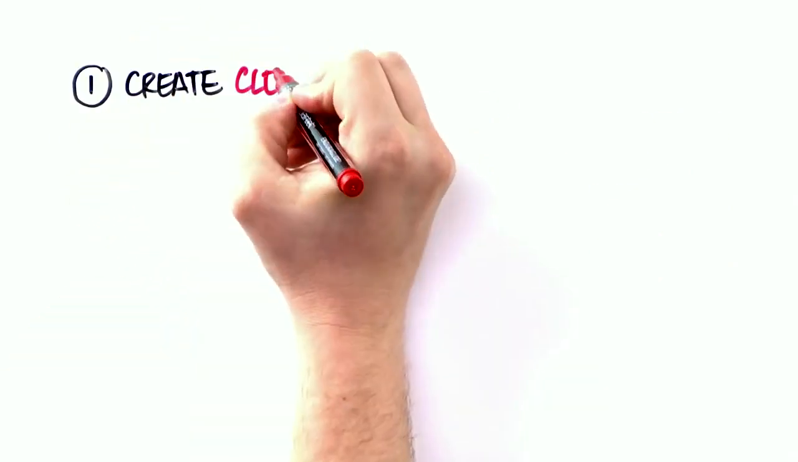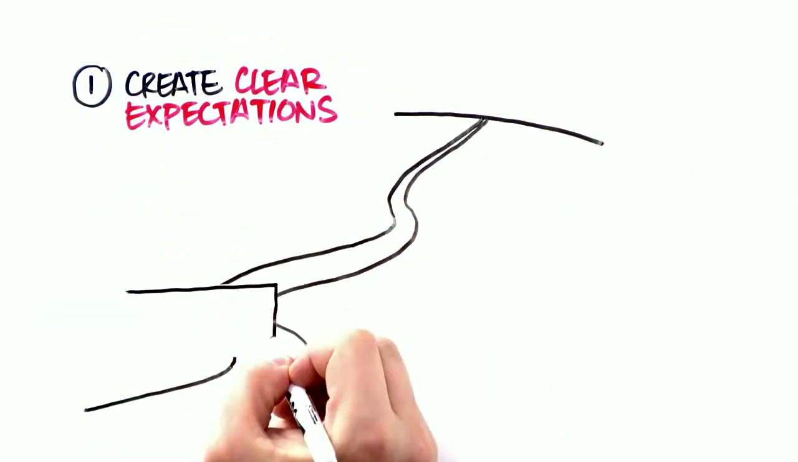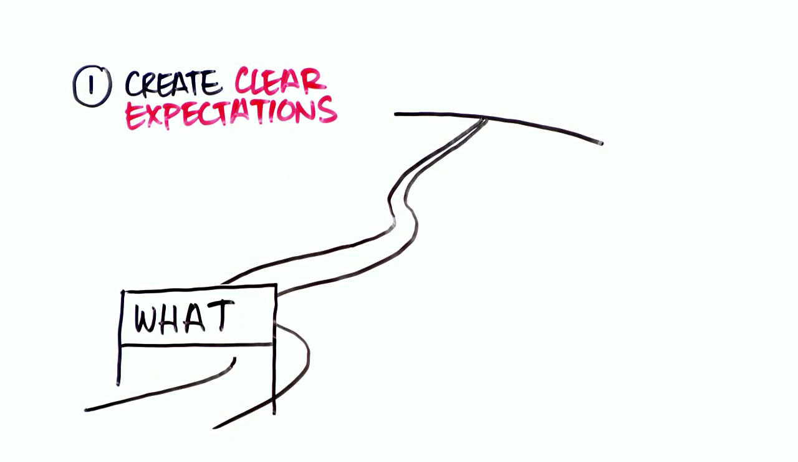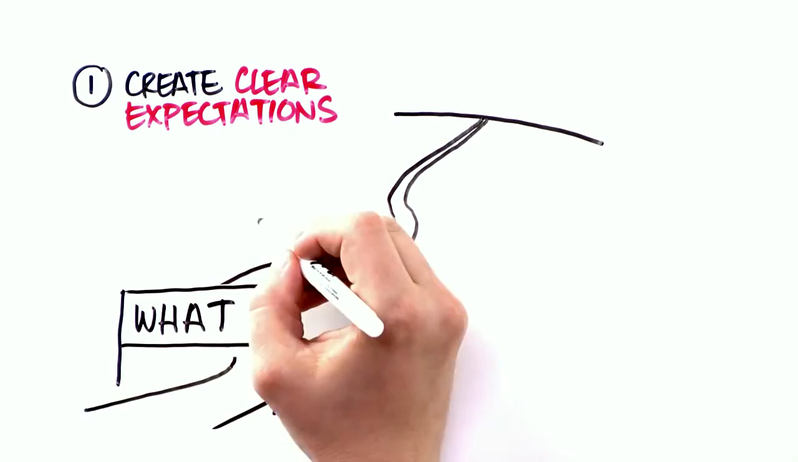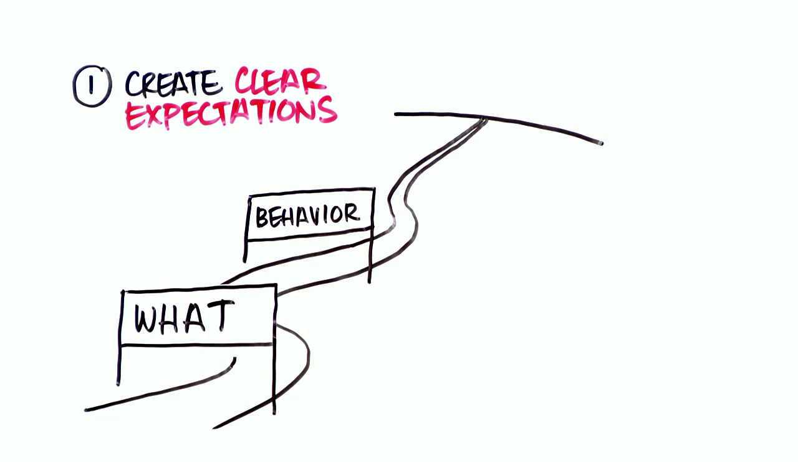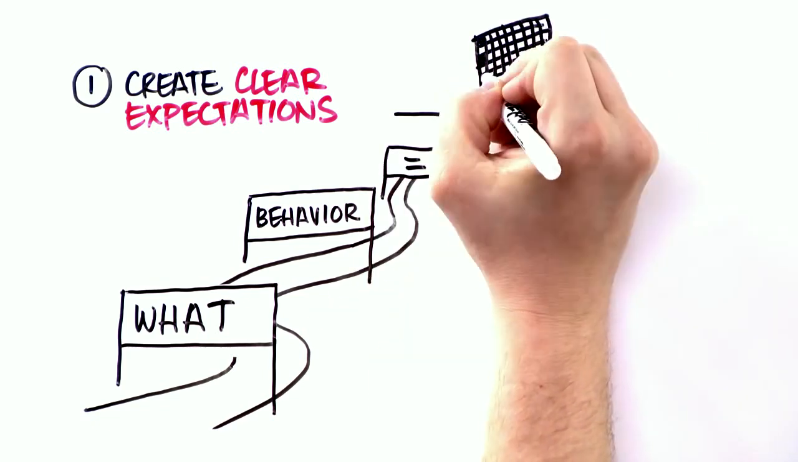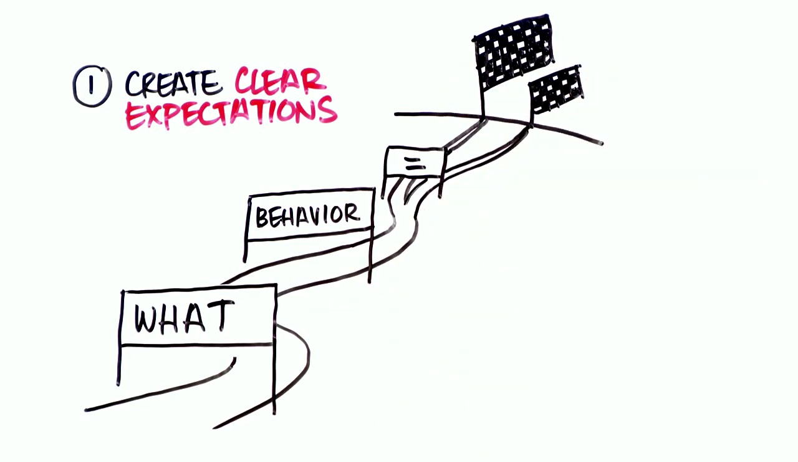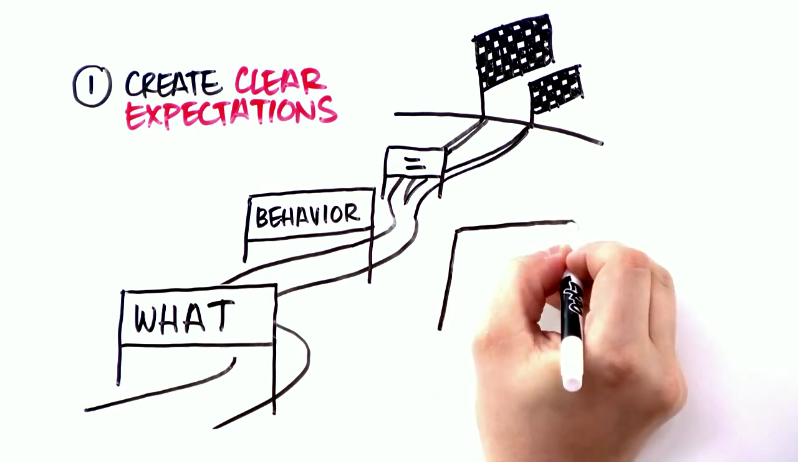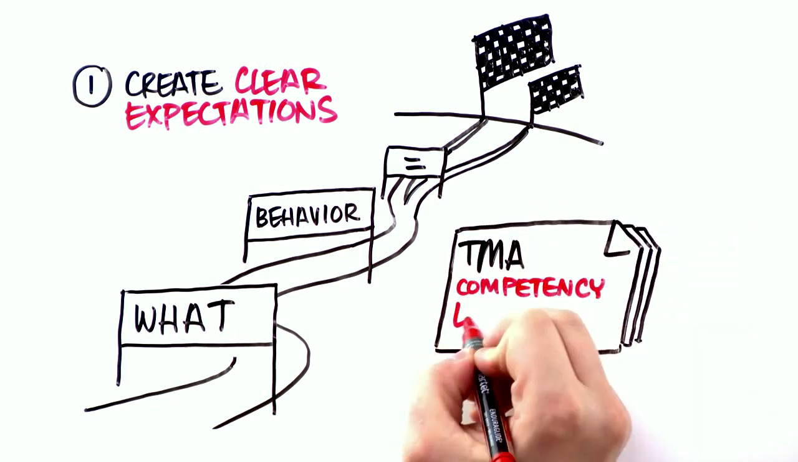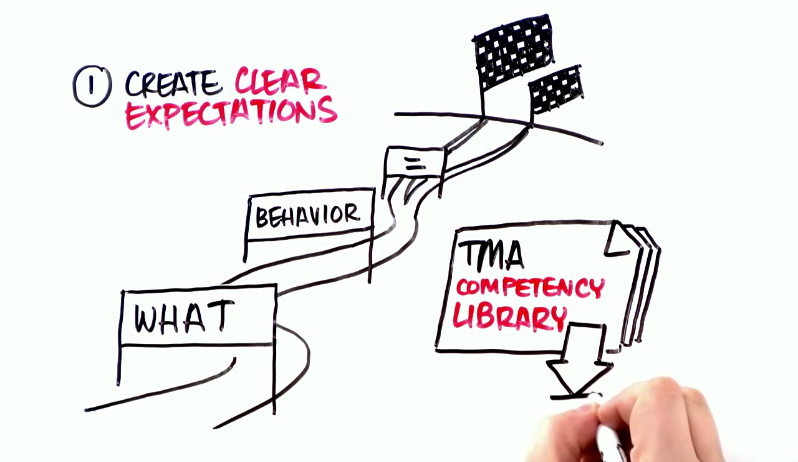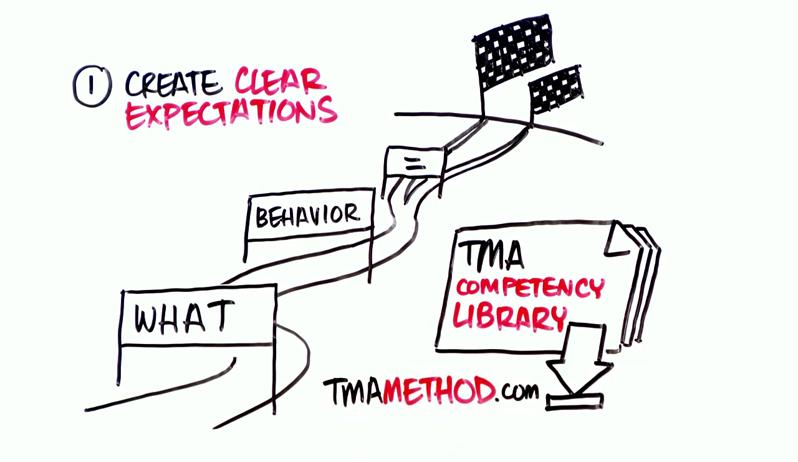1. Create clear expectations. Be very clear about what you expect from your candidate. What you need is a clear picture of effective behavior for your vacancy. What exact behavior makes an employee more or less successful in your organization? A very helpful tool is the TMA Competence Library. You can download it for free at tmamethod.com.